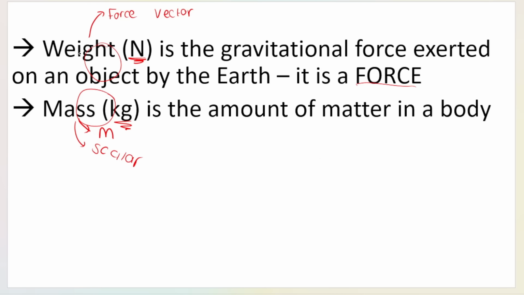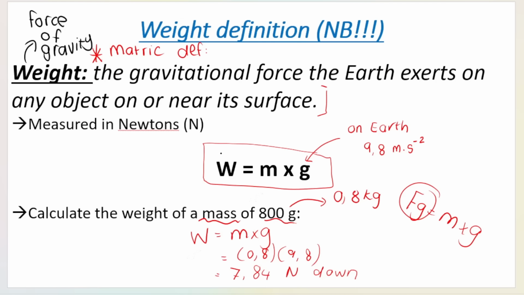Please remember that weight is very different to mass. Weight is a force. It's the gravitational force. It's measured in Newton. Mass is the amount of matter in a body. It's measured in kilograms. It's a scalar. To get from one to the other, we use this formula over here. The weight of an object is equal to mass times gravity.